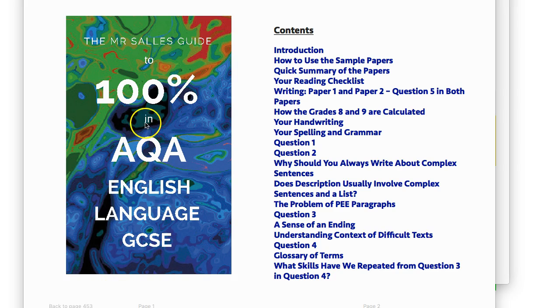The reason that's important is because the guide is going to be called the Mr. Salles Guide to 100% in AQA English Language. So I'm going to take you on a journey that will give you the very highest possible marks. Why not? Who wouldn't want to get 100%?